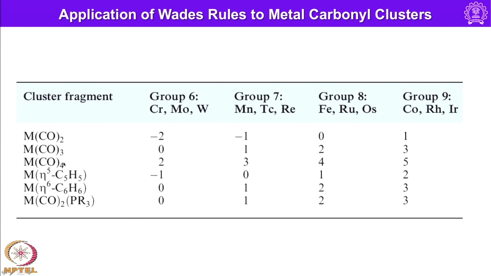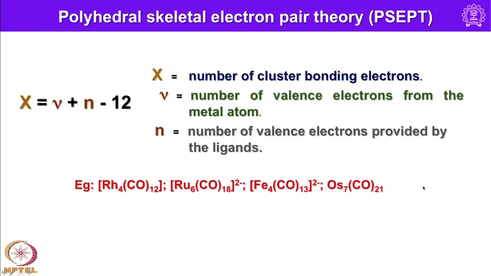Similarly, M(CO)4 units are there. We should have 2 electrons, 3 electrons, 4 electrons and 5 electrons. So, it goes like that. If we have an eta-6 coordinated arene, we should consider 0 in case of group 6 elements, and 1 in case of manganese, technetium and rhenium, and in case of group 8 such as iron, ruthenium, osmium, we should consider 2 electrons for each such unit and 3 from here. Okay. And here we do some corrections, we cannot use these directly.